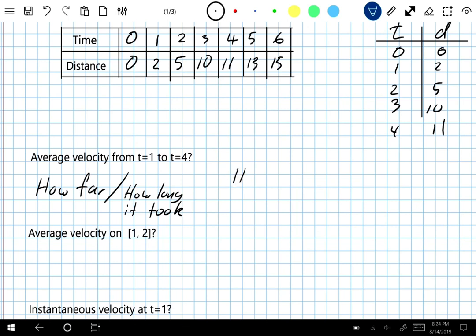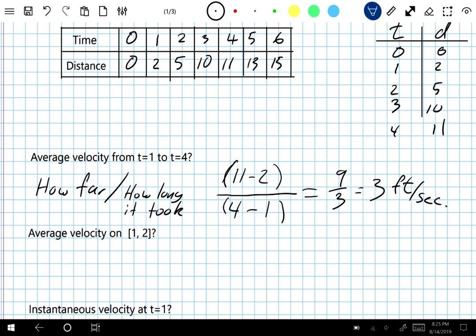But I didn't start at 0. I started at t equals 1, so that would be 2. Okay, so I went 11 minus 2, and it took me, well, I ended at 4 seconds, but I started at 1, so it took me 3 seconds. In other words, this is going to be 9 over 3, also known as 3, and if we want to include units here, I believe I was saying this was feet per second. Okay, and that's often how we talk about average velocity or average rate of change.